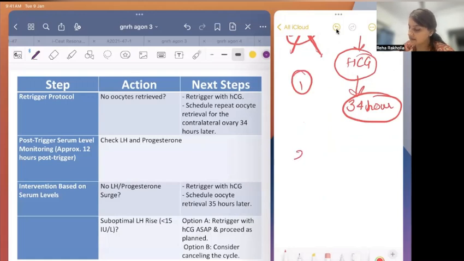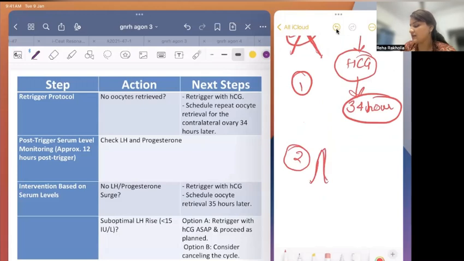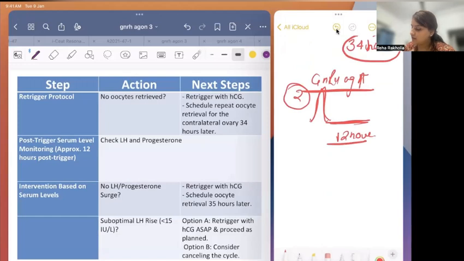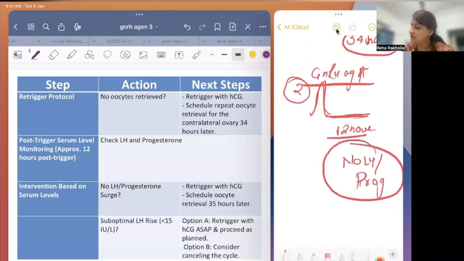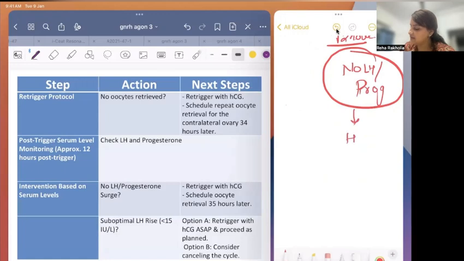There are two more scenarios. In the second scenario, we have given the GnRH agonist trigger, and after 12 hours of the trigger we see there is no LH and progesterone surge, no rise in LH and progesterone. What we'll do is retrigger with HCG and schedule our oocyte retrieval after 35 hours.